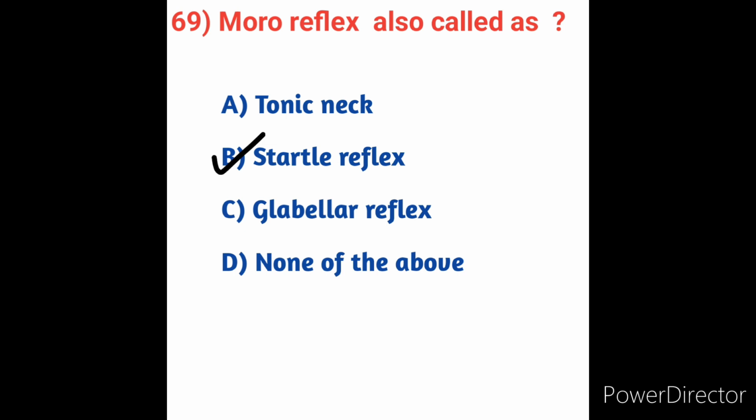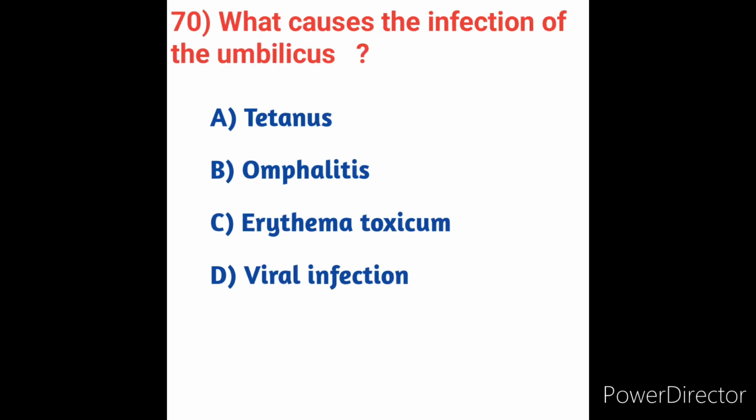Next we will move on to question number 70. What causes the infection of the umbilicus? We will see the options. Option A, tetanus. Option B, omphalitis. Option C, erythema toxicum. Option D, viral infection. The cause of infection of the umbilicus is omphalitis. Option B is the correct answer.